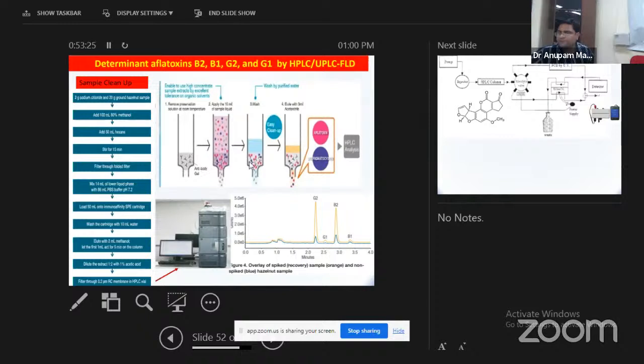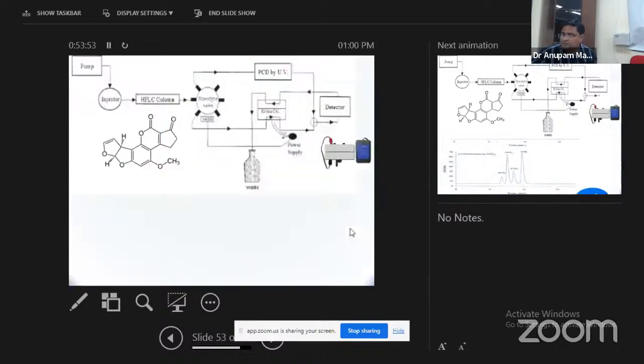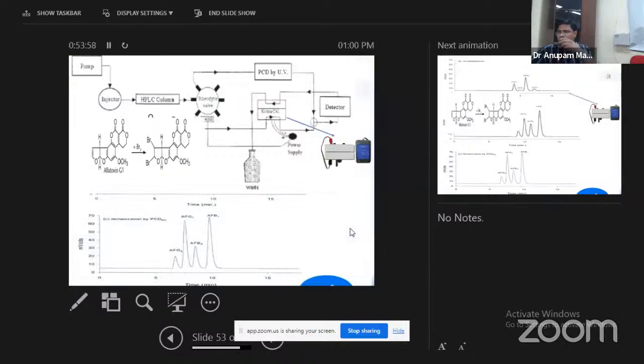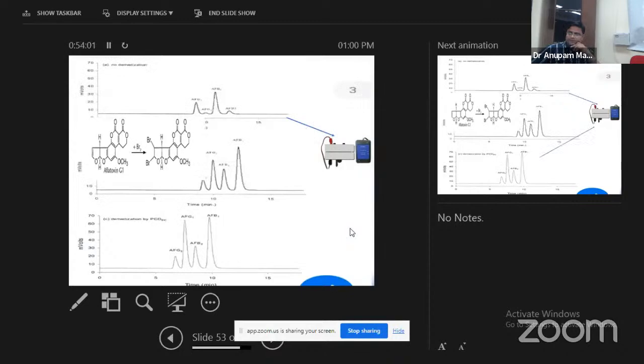Then the aflatoxins interact with the antibodies, and the remaining material is washed out. After that, you can easily elute by using any solvent system. So you can enrich and clean up your sample for analysis of aflatoxin. Then you can apply HPLC. You can get these four peaks, B1, G1, B2, and G2, and estimate easily using the reference compounds of aflatoxins. You can also use COBRA. This is the HPLC method for aflatoxin determination.